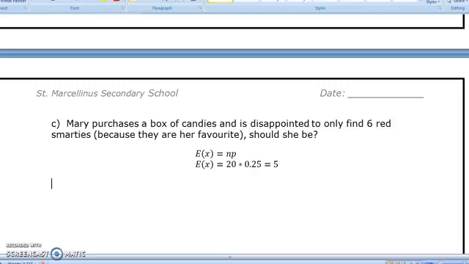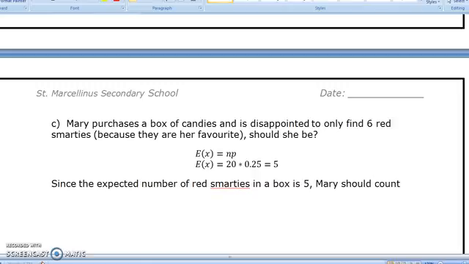understandable given the age of this person, to expect 6, right? 6 is actually higher than the expected value. So since the expected number of red Smarties in a box is 5, Mary should not be upset to get 6, which is actually higher than expected.